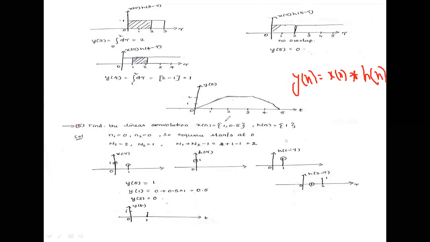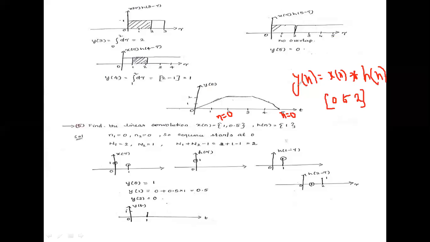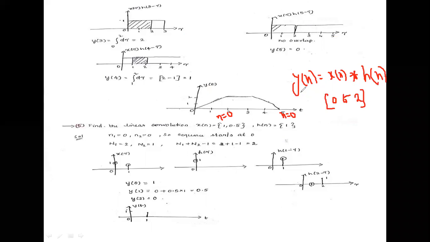with h of n? The initial value is n equal to 0 for x of n, and here the initial value is also n equal to 0. So y of n also starts at 0 and runs over 1, 2. So three values will be obtained, 0, 1 and 2, in y of n.